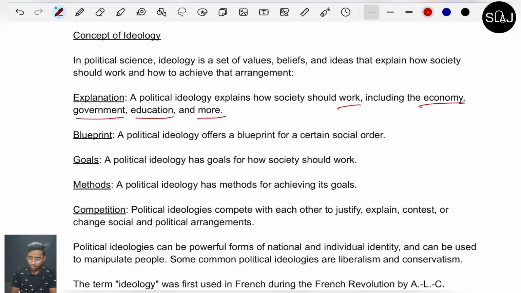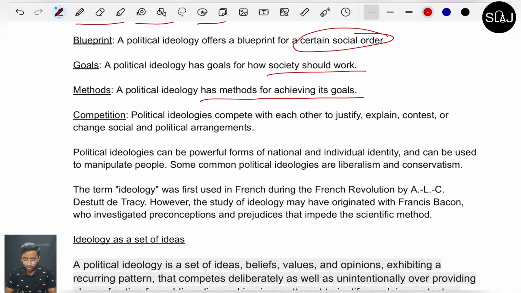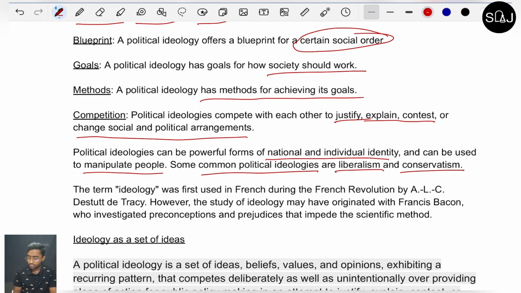Blueprint: a political ideology offers a blueprint for a certain social order, and it has goals for how society should work, and also it has methods for achieving those goals. Political ideologies compete with each other to justify, explain, contest, or change social and political arrangements. Political ideologies can be powerful forms of national and individual identity and can be used to manipulate people. Some common political ideologies are liberalism and conservatism.